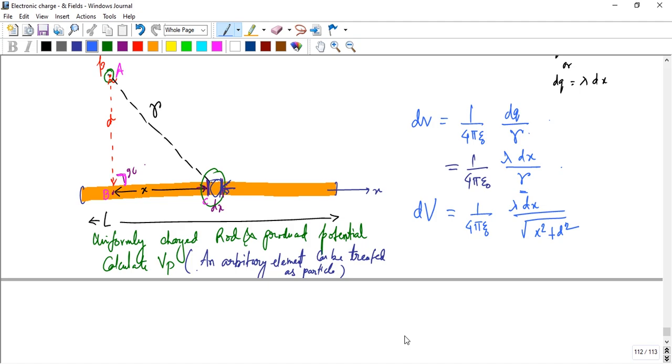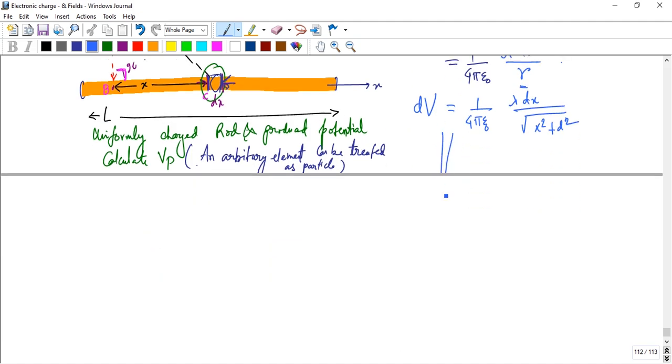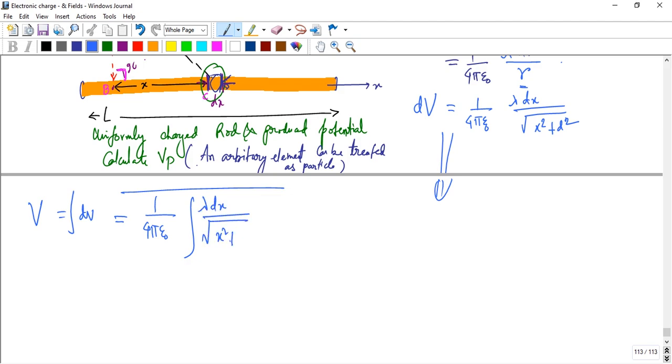Now to calculate the potential, integrate both sides. Integrating dV we get V, and 1 over 4 pi epsilon naught is constant, so it stays outside the integration, leaving lambda dx by the square root of x squared plus d squared. The limits run from 0, the origin, to the length L, so 0 to L.